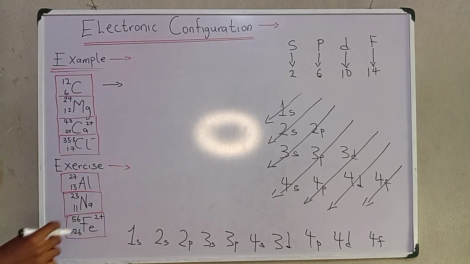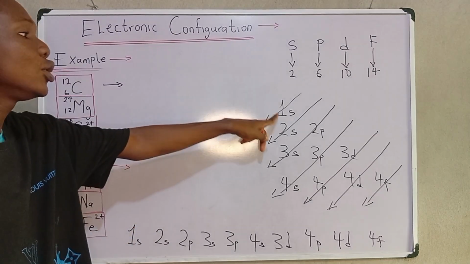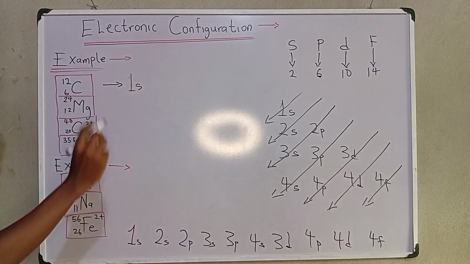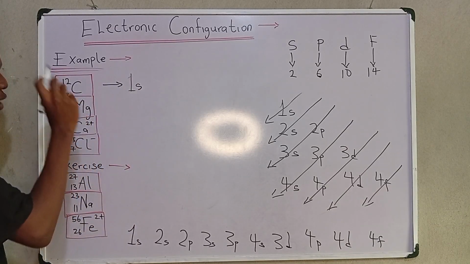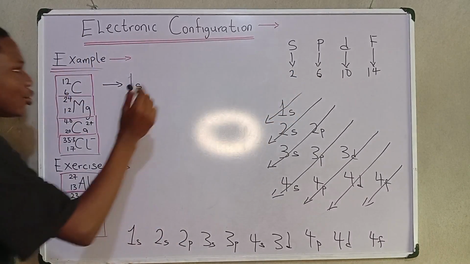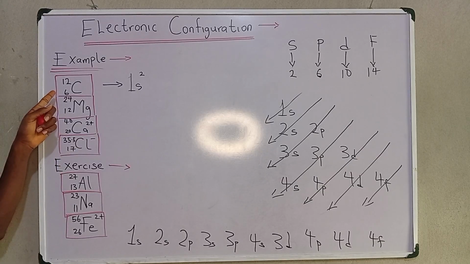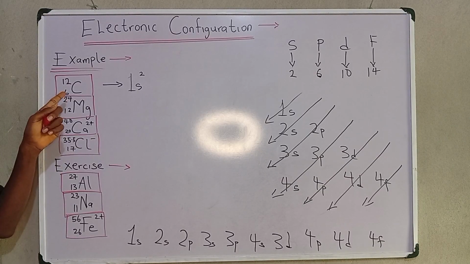So now let's go for the first energy level, which is 1s. I'm going to write 1s. In 1s we have 2 electrons, since it can harbor 2 electrons, so now we just write 2 upwards. We still have how many? 4 electrons remaining.